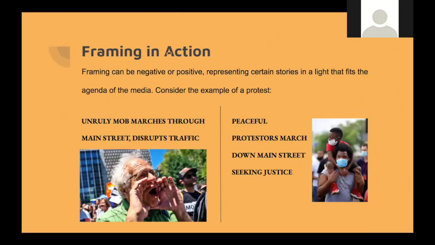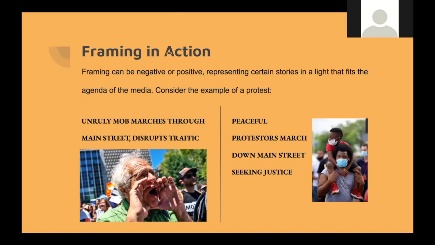Framing can be negative or positive, representing certain stories in a light that fits the agenda of the media. For example, a news headline may read, "Unruly mob marches through Main Street and disrupts traffic," alongside a picture of a man yelling angrily. This is negative and would lead readers to believe this protest is harmful, even when it may not be the case.